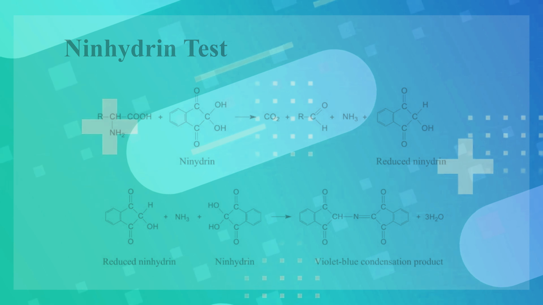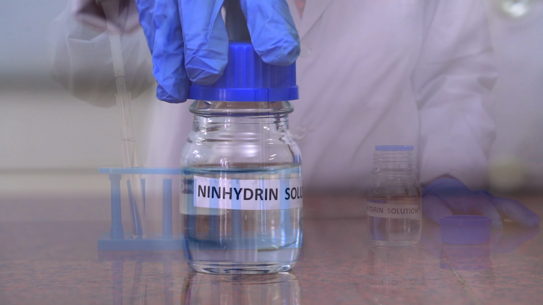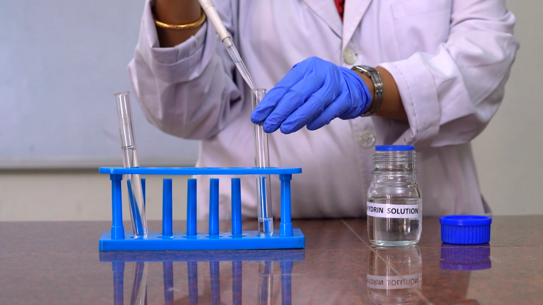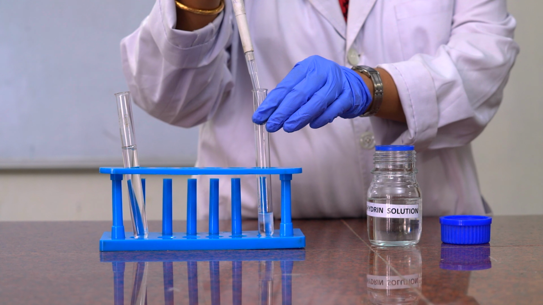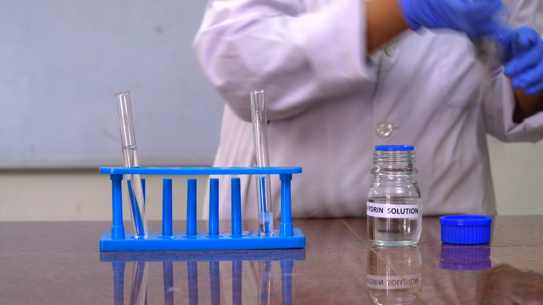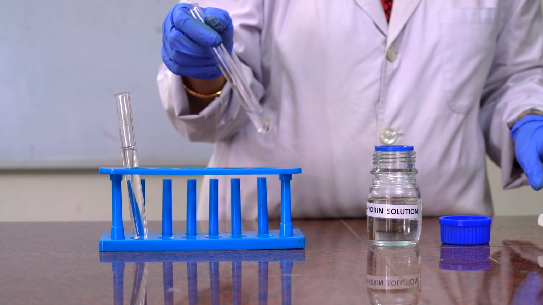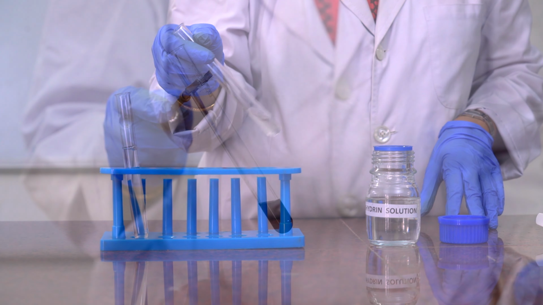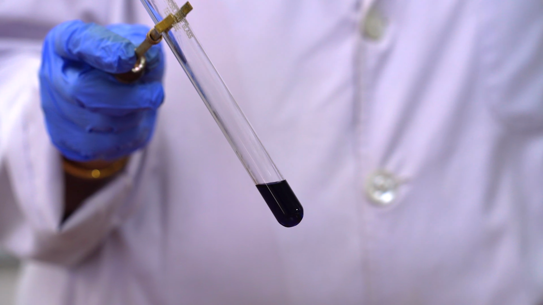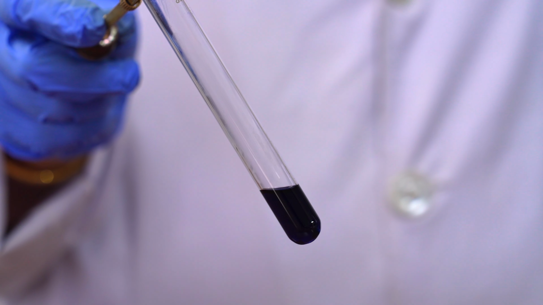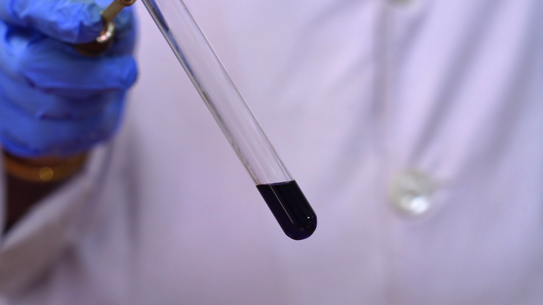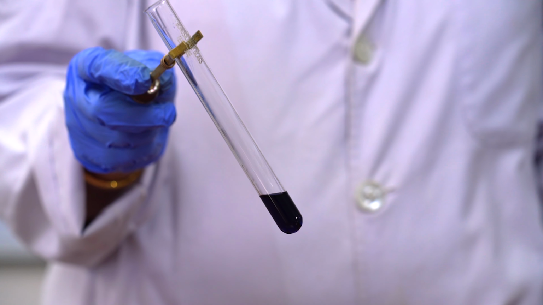Amino acids like proline and hydroxyproline also react with ninhydrin, but to produce a yellow colored instead of a purple colored complex. Ninhydrin test. To 2 ml of test solution, add 1 ml of freshly prepared 0.1% ninhydrin solution. Mix the contents and boil for a couple of minutes. Allow it to cool. So, the violet or the purple color which is observed indicates the presence of amino acids or peptides in it.